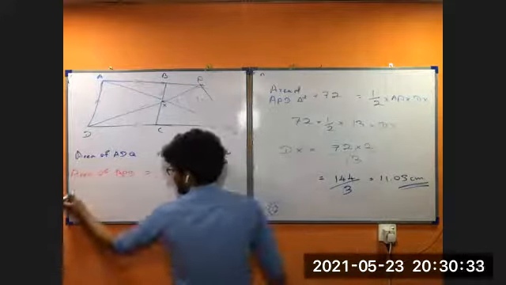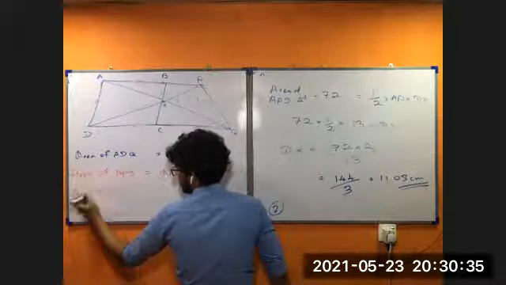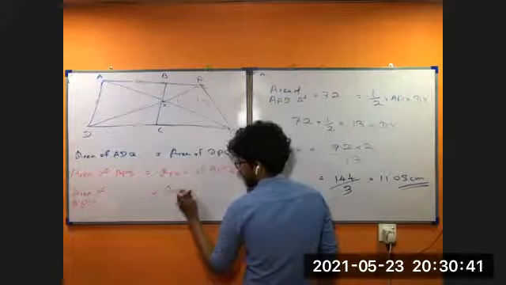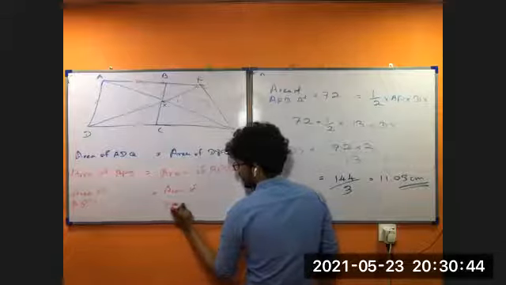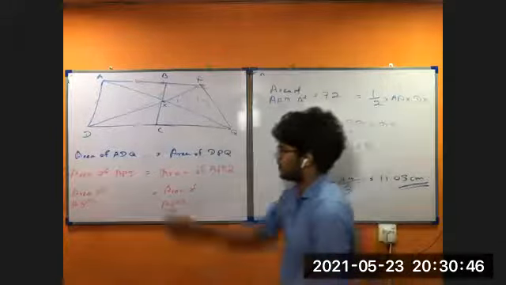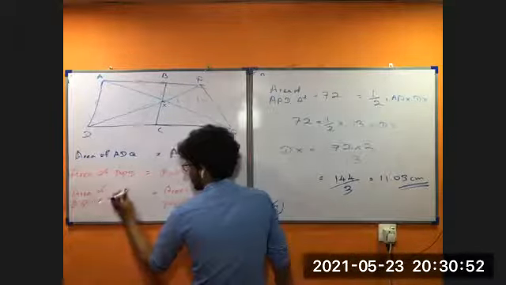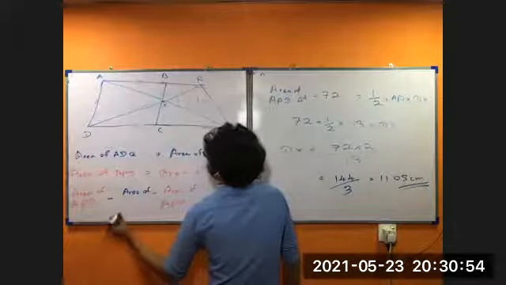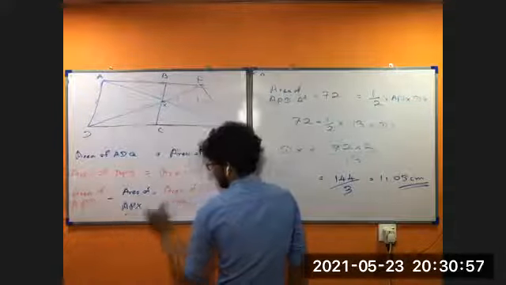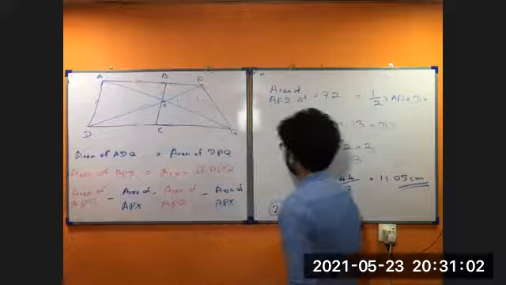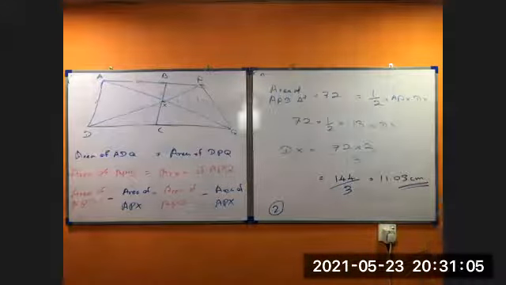So I have area of APD is equal to area of APQ, right? Area of APQ. So this is the same thing I wrote. So from both sides, I'm subtracting area of APX, area of APX. Okay. So why did I do it like that?